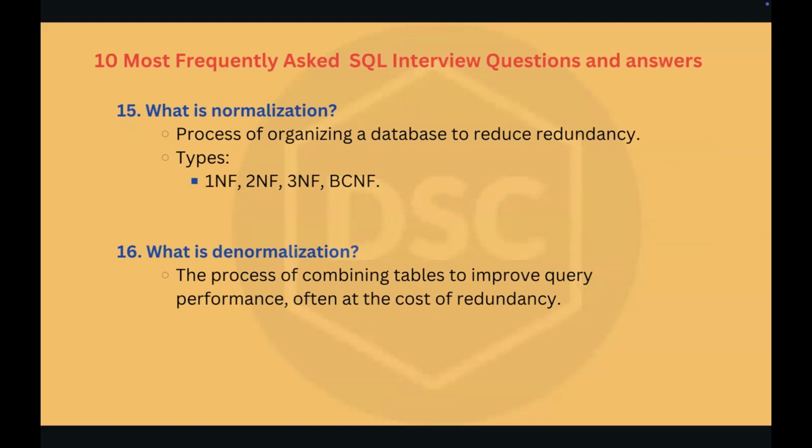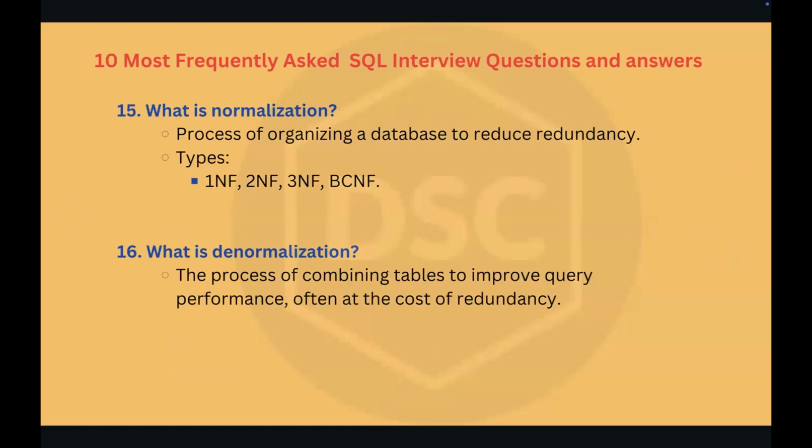2NF, which stands for second normal form. It removes partial dependencies and ensures each non-key column depends on the entire primary key. Then 3NF, which stands for third normal form. It removes transitive dependencies, and non-key columns depend only on the primary key. Then we have BCNF, which stands for Boyce-Codd normal form. It ensures strict dependency on super keys.